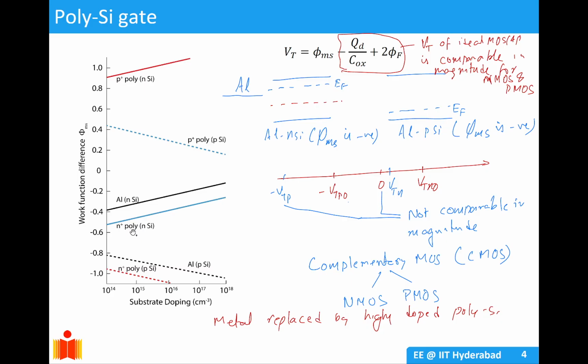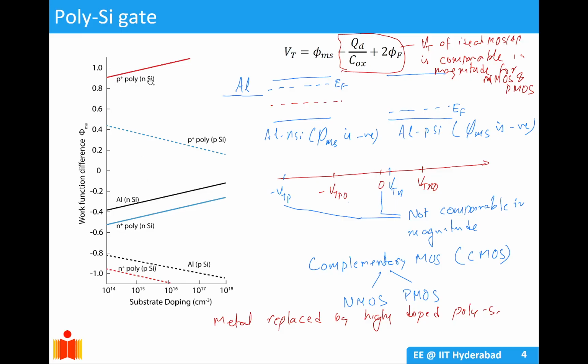As we dope silicon to a very high level, it becomes degenerate and acts like a metal instead of a semiconductor due to very high doping. So we can use very highly doped silicon, but instead of crystalline, we can use polycrystalline silicon. That is called P plus poly and N plus poly, that is, highly doped polycrystalline silicon.